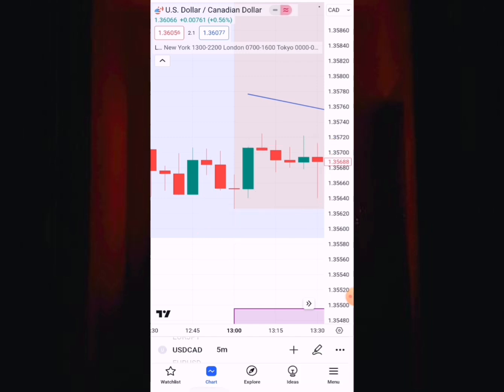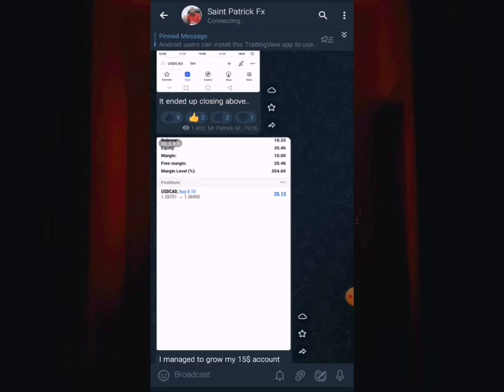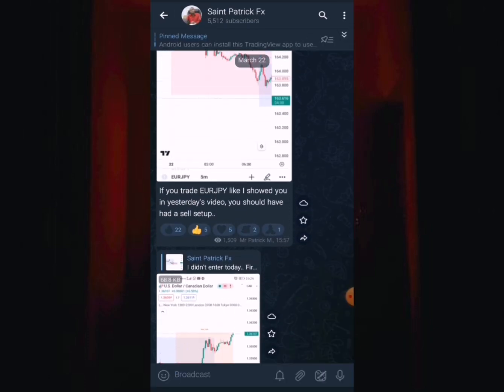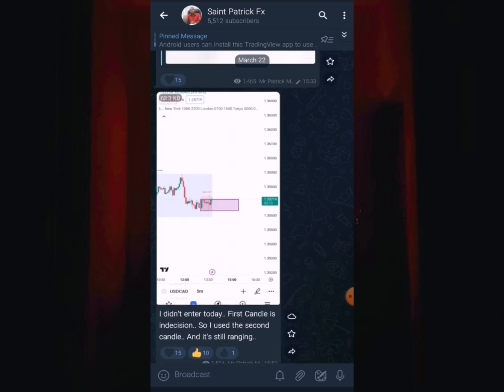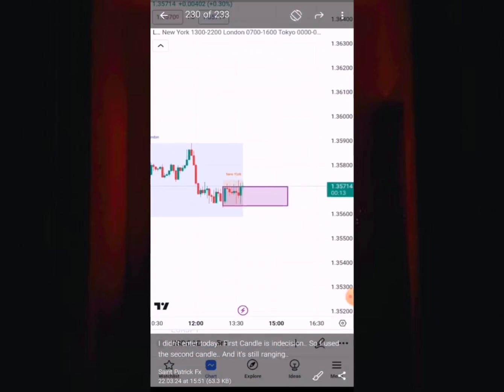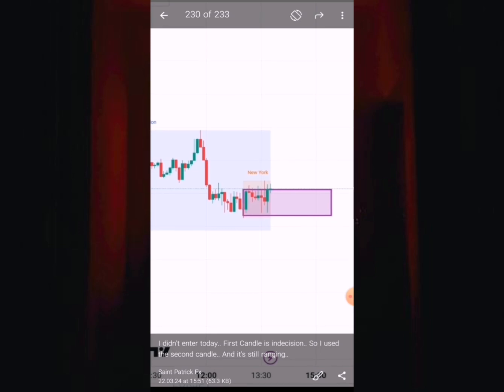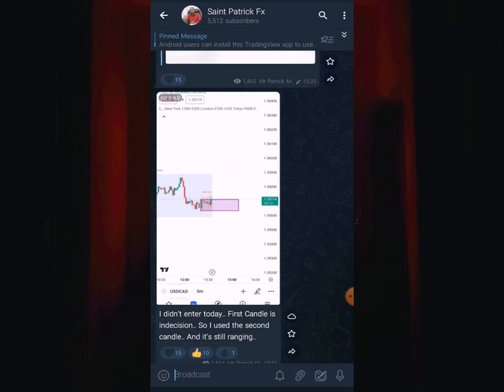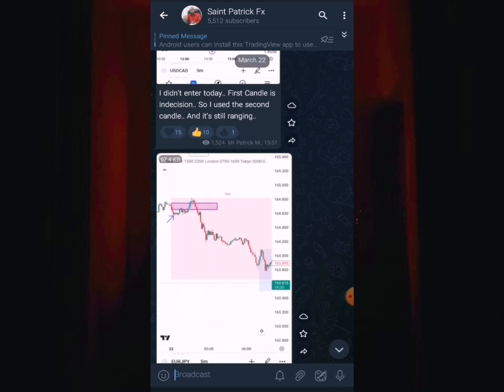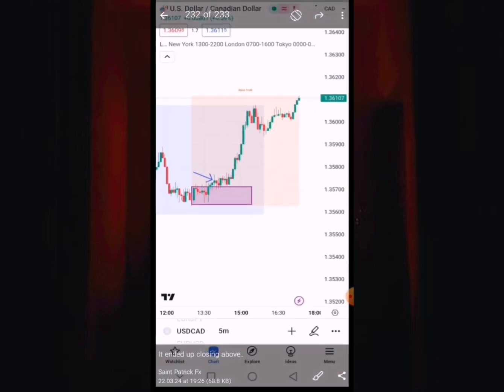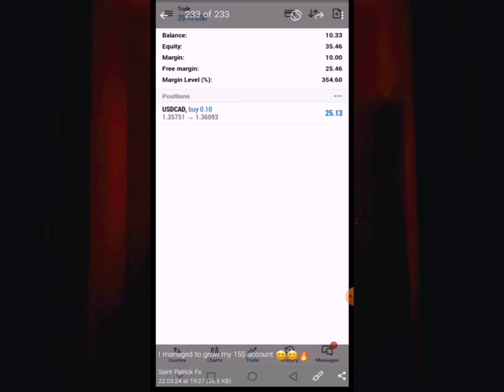Okay, so that is what I did. Where was the signal? Right here. This is what I did. Instead of only looking at the indecision candle, I considered all the three candles and then drew my key level. This box, I call it the key level. And then price ended up closing above, and then I took a buy, and then I made this profit. Okay, I was practicing how to grow a small account.